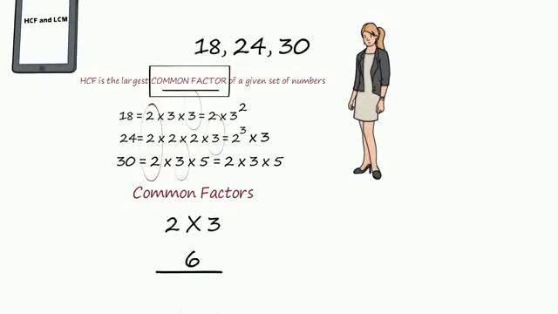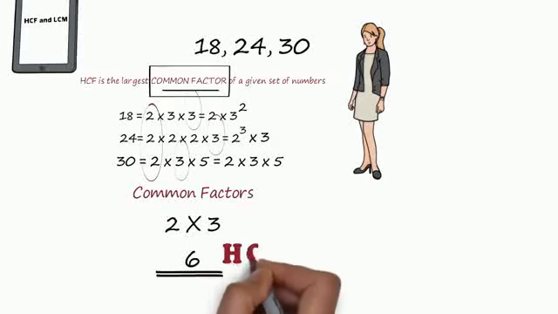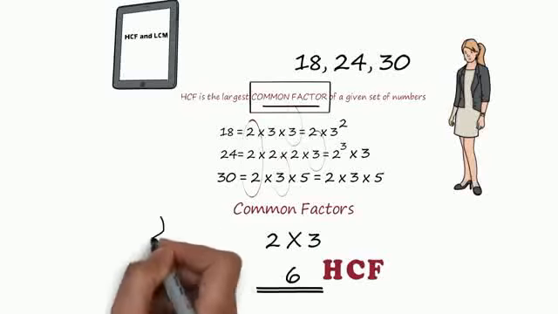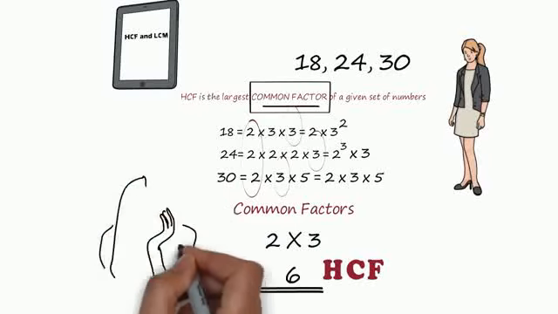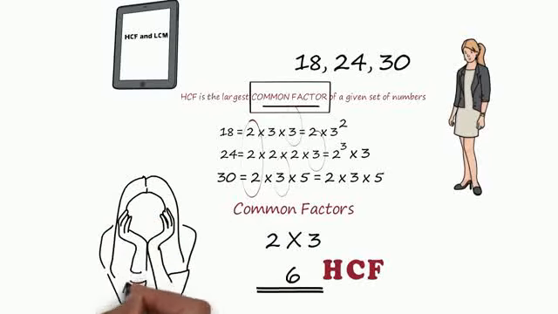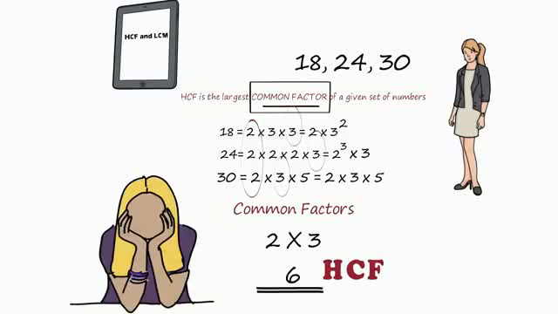So this is how you get to work out the highest common factor, by looking for the common factors in the product of prime factors of the numbers in question. So before we move on to LCM, I hope you get the point.